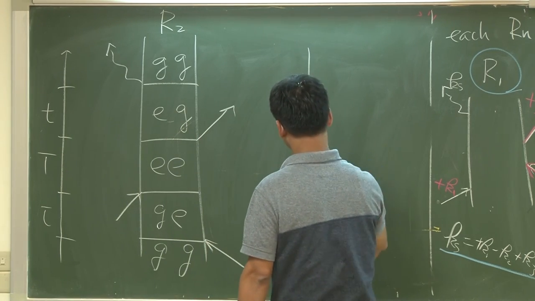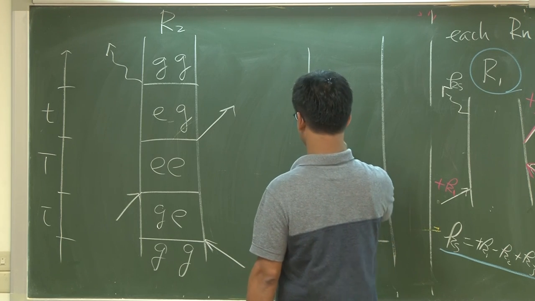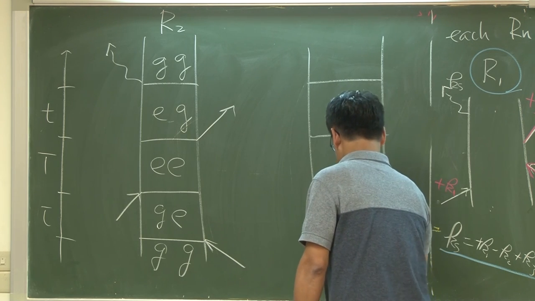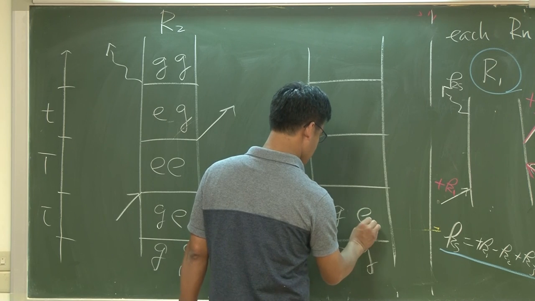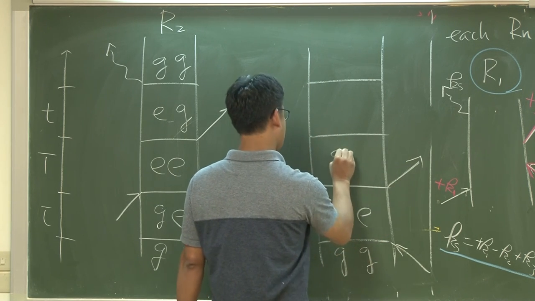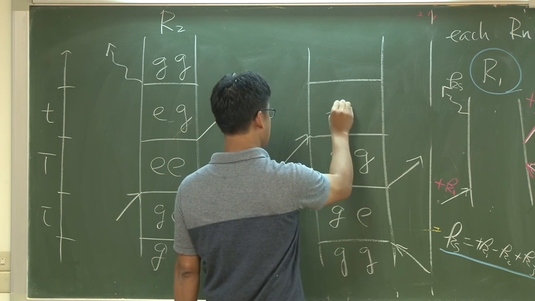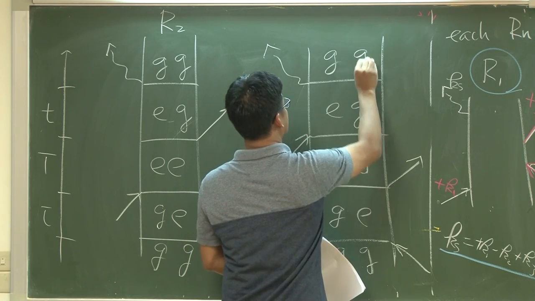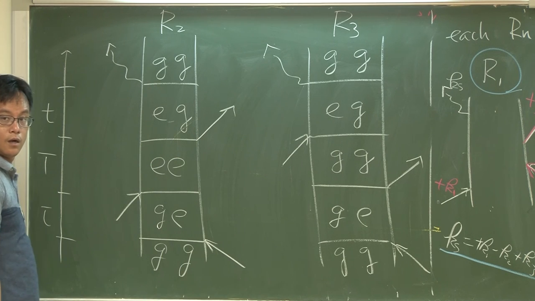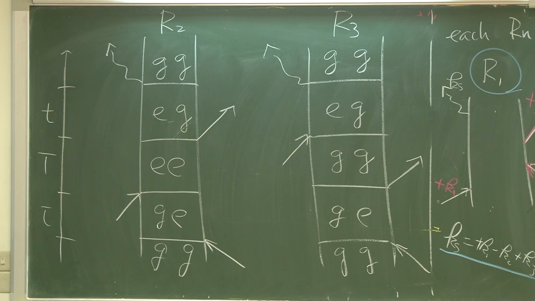Then you also have R3. Here it first goes to GE, and then you emit from here, excite again from here, so the force comes in from here, and then the signal comes out. The total signal is R2 plus R3.